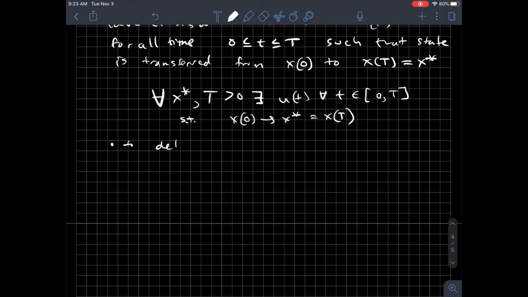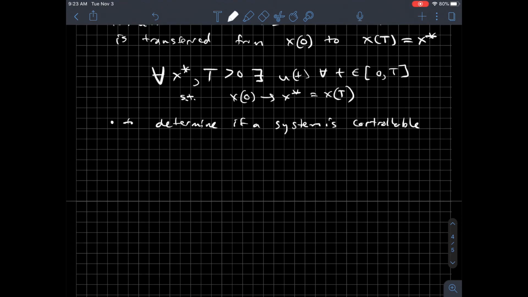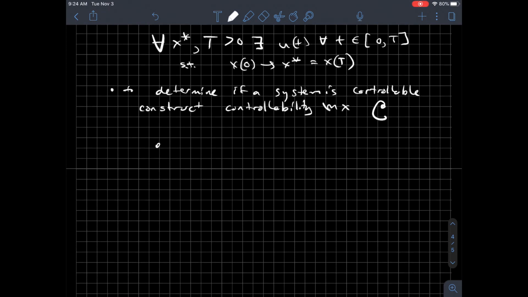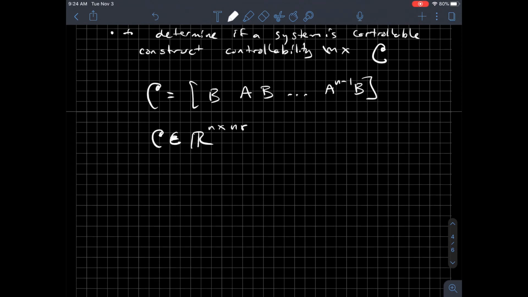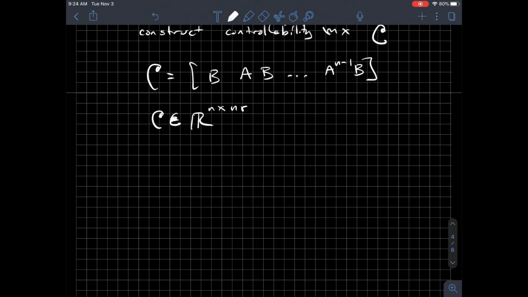Well, to determine if a system is controllable, I start by constructing the controllability matrix, which is going to be C. It's sort of a scripty C, and scripty C is equal to B, AB, all the way to A to the n minus 1, n being the number of states, times B. What this means is that C is a matrix that is in the set of real numbers that are n by n in R. Then the system is controllable if the rank of C is equal to n.